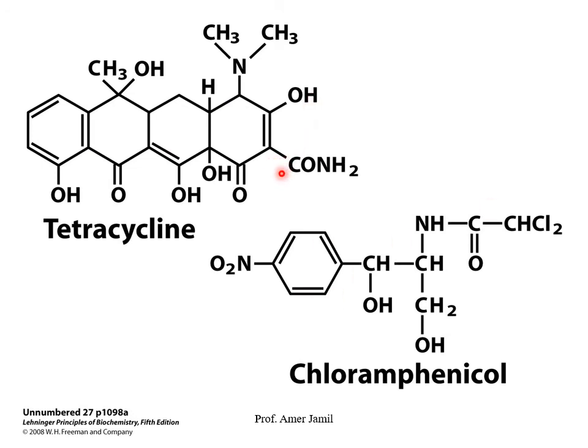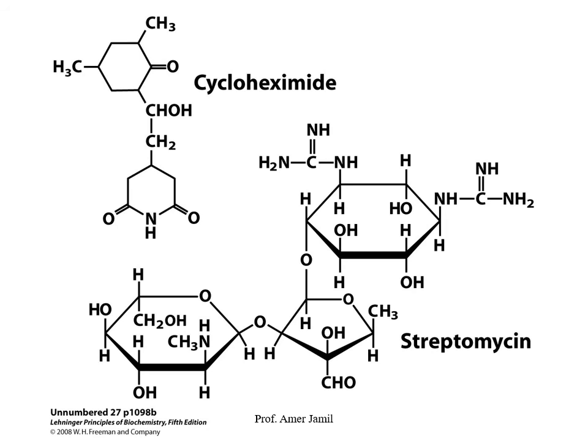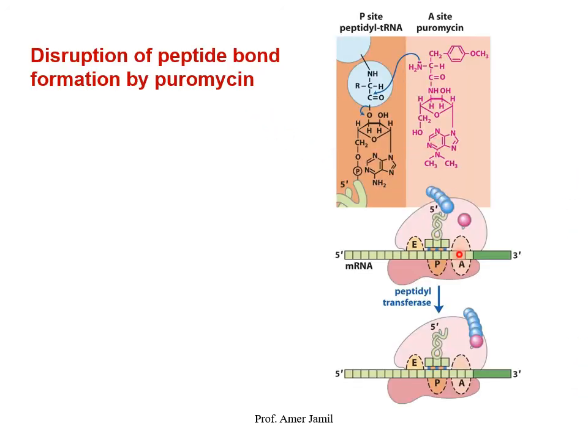Another important thing is many of the antibiotics, such as tetracycline, chloramphenicol, cycloheximide, and streptomycin, etc. They inhibit bacterial growth, or they kill the bacteria. They inhibit translation. If translation is not going properly, those bacteria cannot grow. So these are a few of the antibiotics which are used. Another one is puromycin, and there is a certain mechanism of each of these antibiotics.